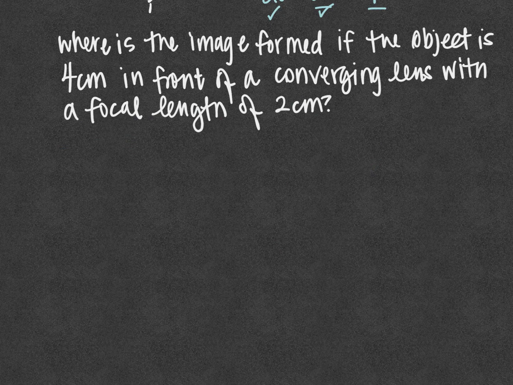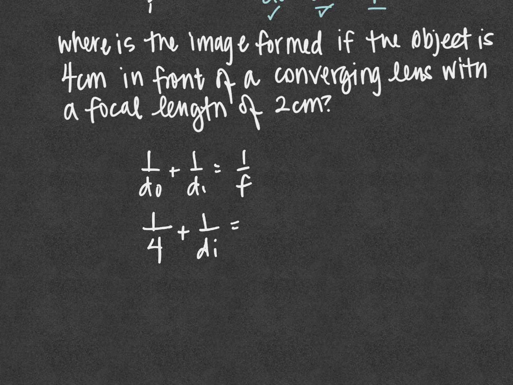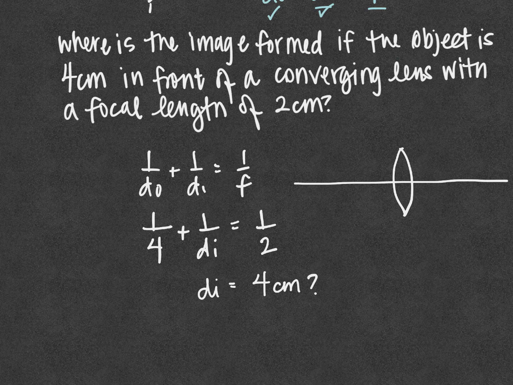Let's look. So if 1/dO + 1/di = 1/f, then we'll have 1/4 + 1/di = 1/2. di would be 4 centimeters. Now what does this mean? This means that if we have our converging lens, and here is our parallel principal axis, there's a forward focal point and there's a behind focal point, because this curvature is creating this focal point and this curvature is creating that focal point.